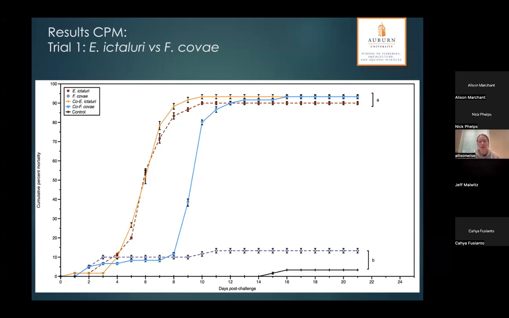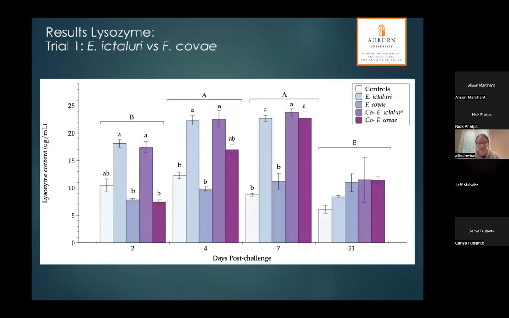So this is really what we have for here. And then future trial work is going to be done in an attempt to increase the mortality for the single infection FC group and decrease the mortality for the single infection E. ictaluri group, so we can make better comparisons between co-infections and single infections.